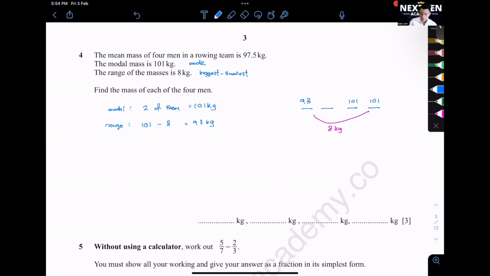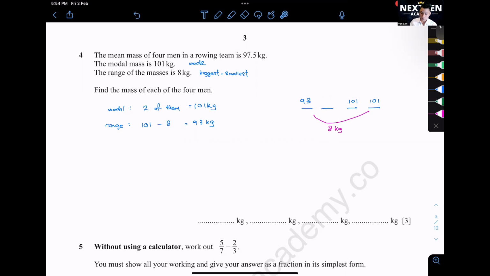Now I have 3 of them already. Just now we said it's possible to have 2 or 3 of the mode, but it cannot be 4 because there's a range. If we put 3, so 101 times 3 plus 93, given the mean is 97.5, if we consider this as 101 also, then it cannot, because the mean will be 99.